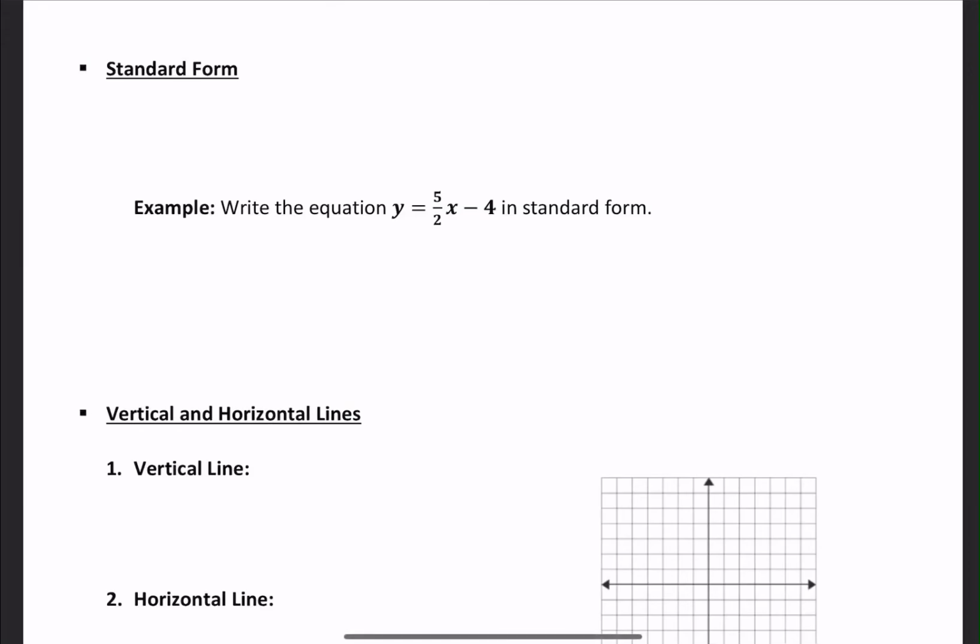The third form is standard form, and this one is usually you might see an equation given to you in standard form and you have to put it in y equals. We're going to work backwards from that. Standard form is ax plus by equals c. Now there's a couple things that have to be true. Your a needs to be positive, and none of your coefficients, your a, b, or your c, can be fractions.